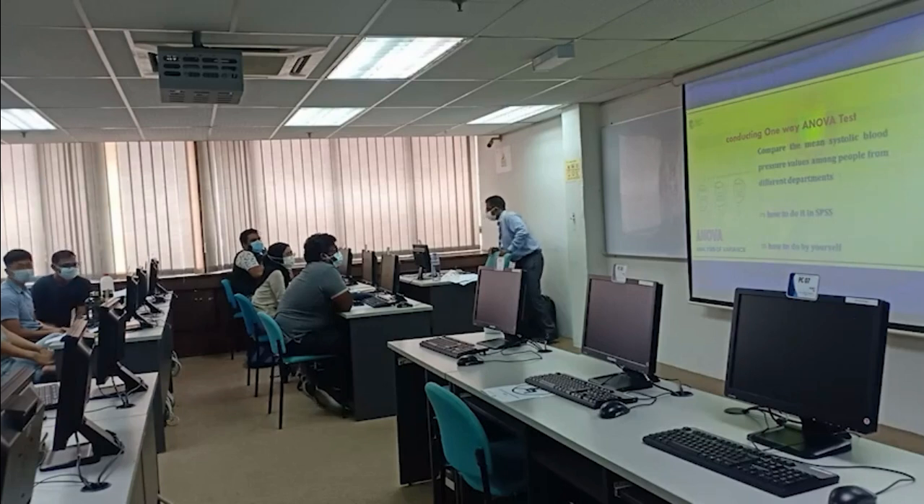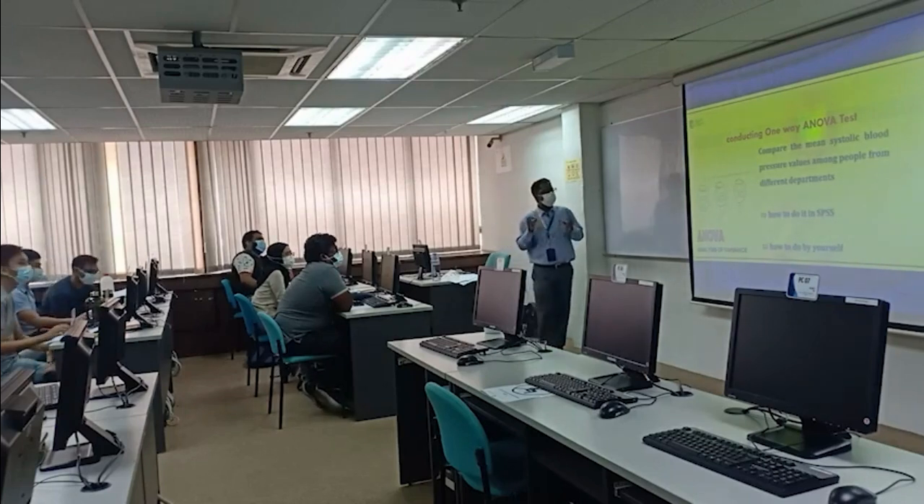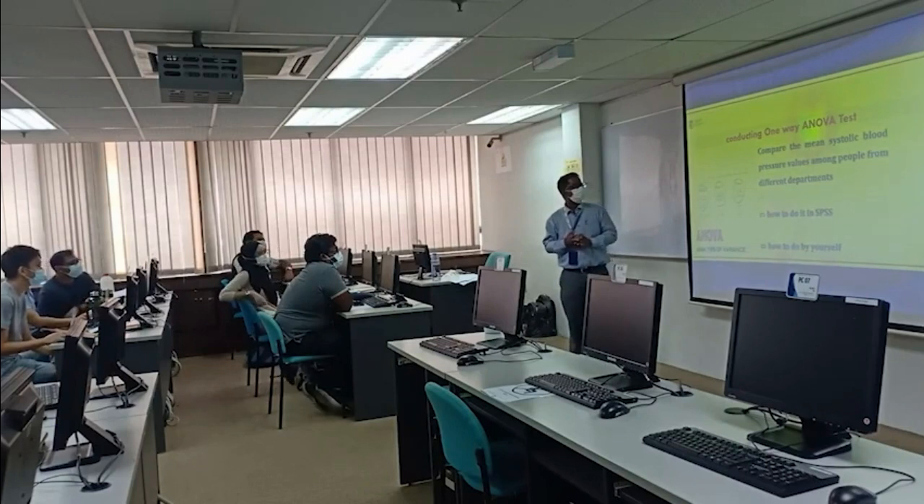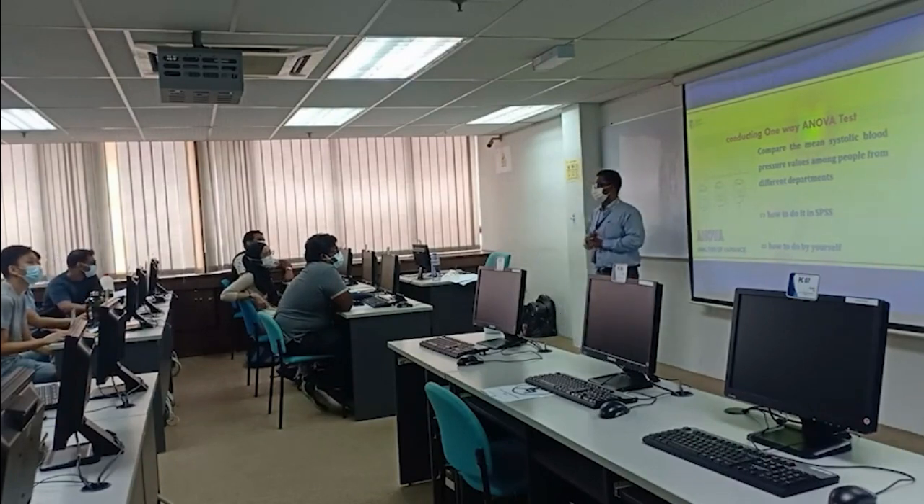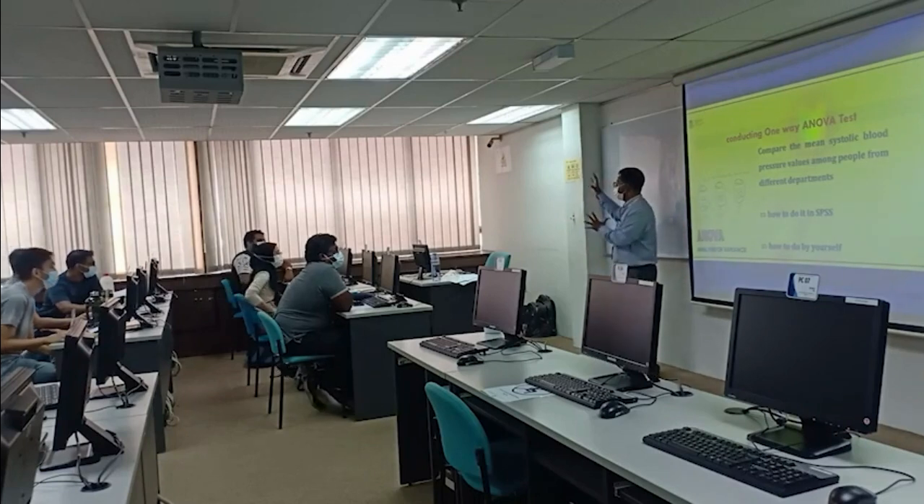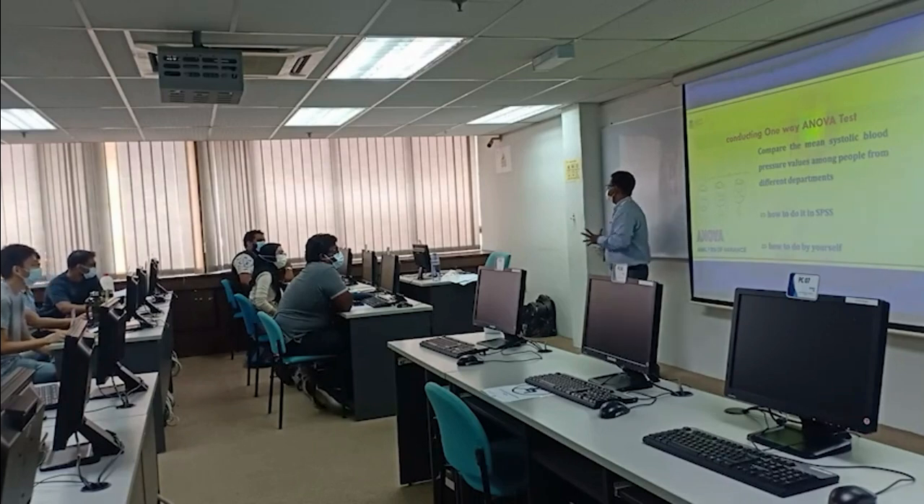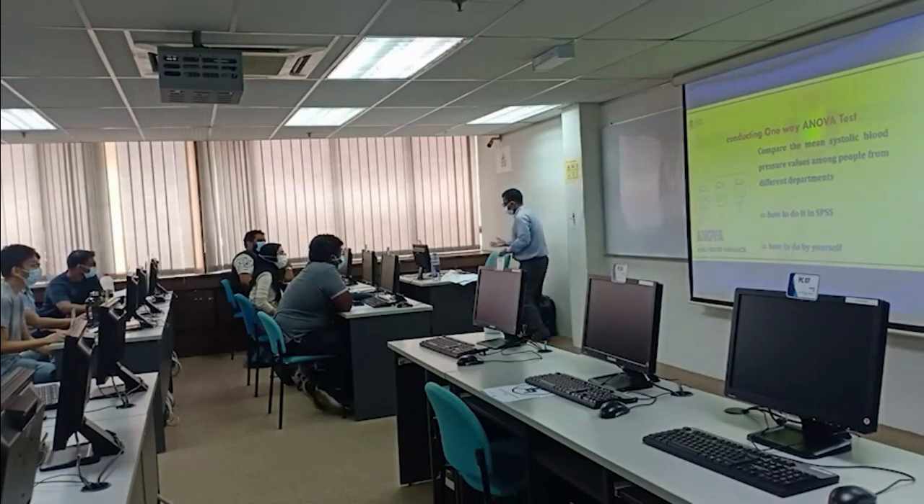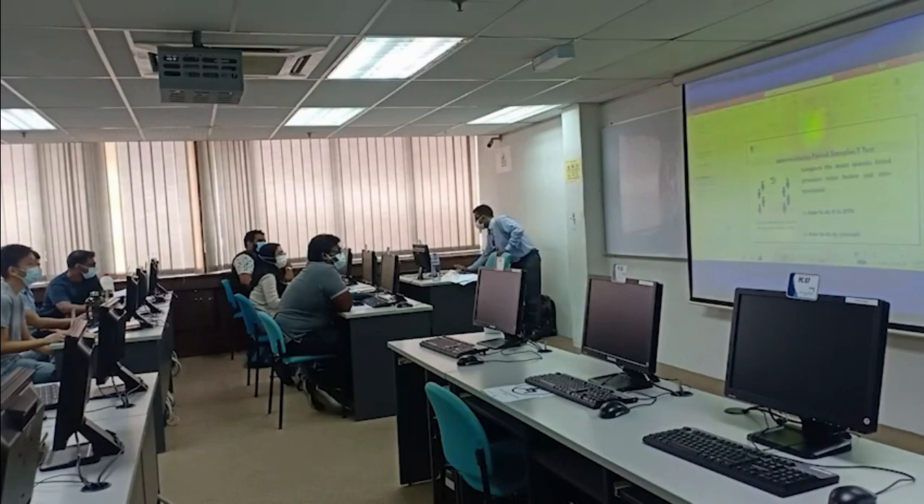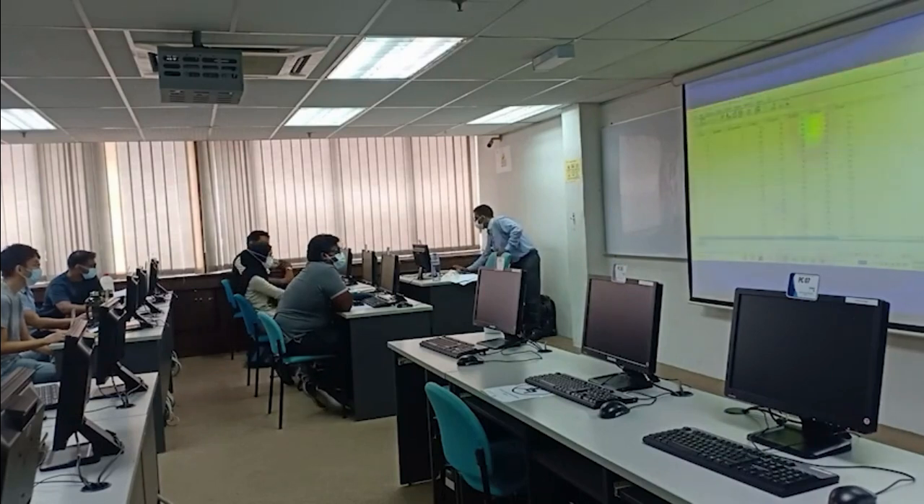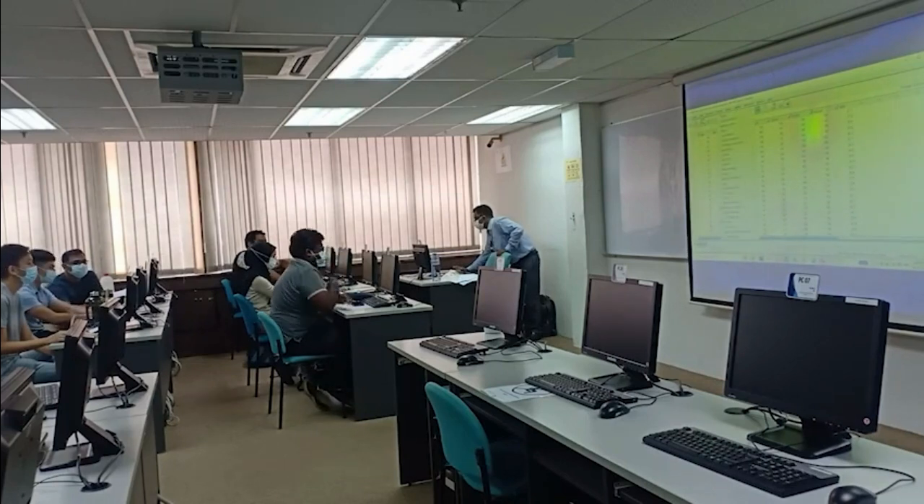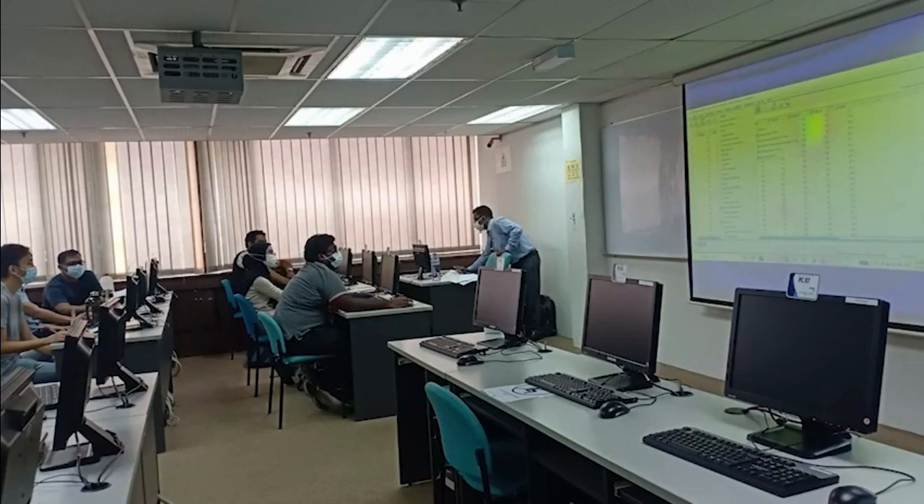This is the question: compare the mean systolic blood pressure values among people from different departments. This is the data of an industry. Four departments are there. I will show you how to do that. Systolic blood pressure in department. How many departments? 1, 2, 3, 4. So click on Analyze, Compare Means. You have to click on One-Way ANOVA.